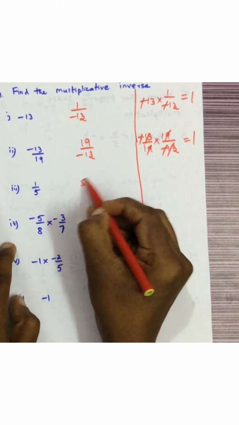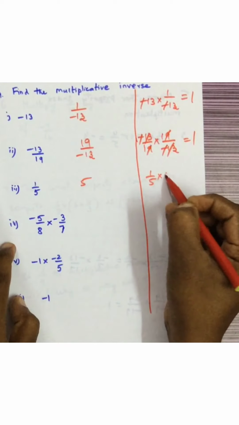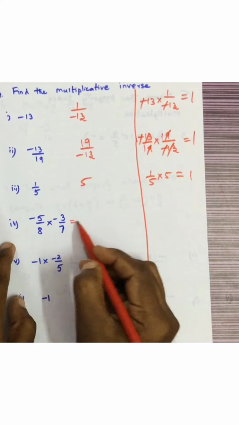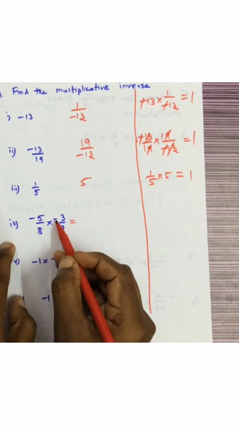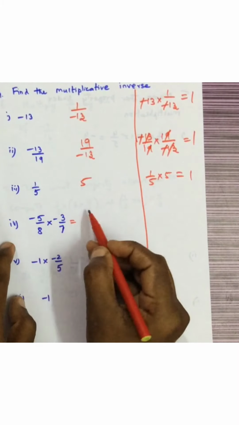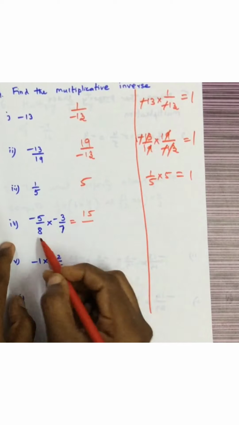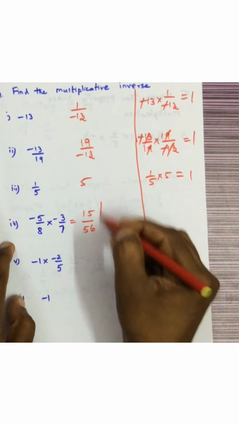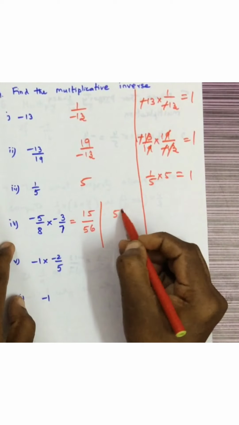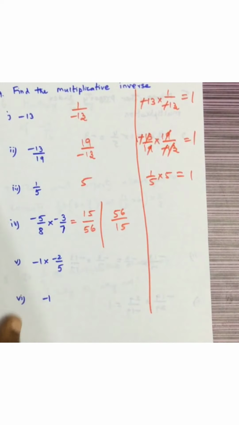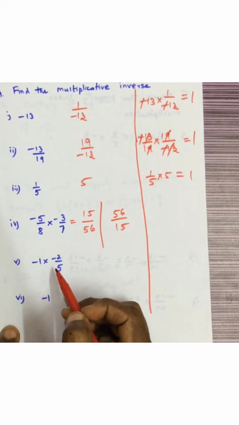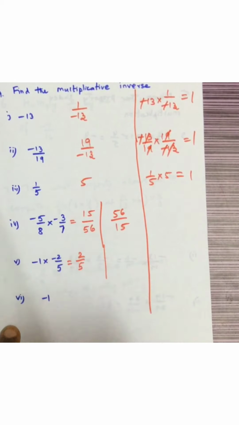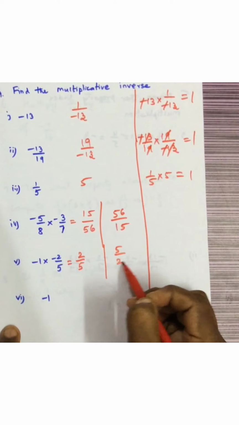Here it is 5. So 1 by 5 multiplied by 5 is 1. Here, first we can solve this. Minus into minus becomes plus. 5 3s are 15. 8 7s are 56. Okay. So now what is the multiplicative inverse? Just take the reciprocal, 56 by 15. Here minus into minus becomes plus, 2 by 5. This is the question. So what is the inverse? It is 5 by 2.